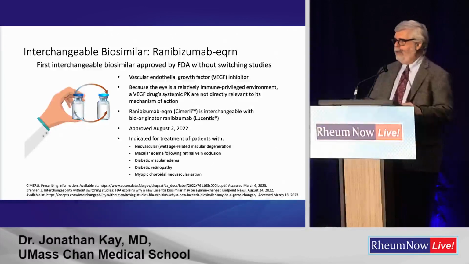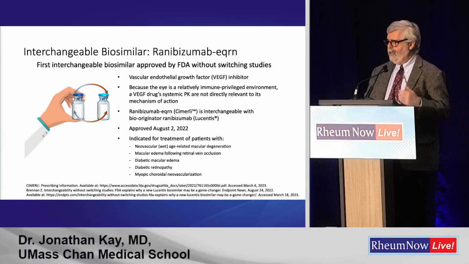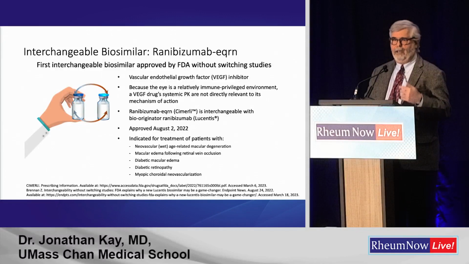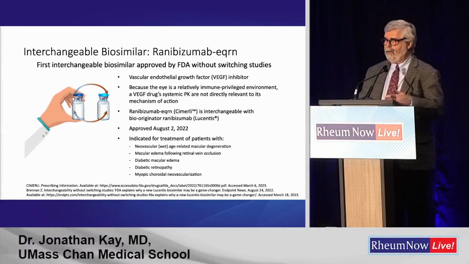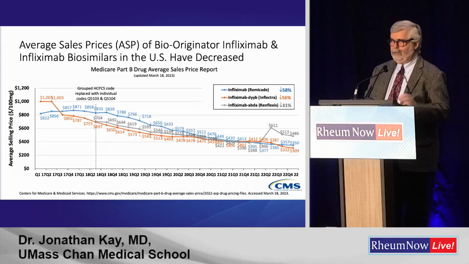Ranibizumab EQRN is the first interchangeable biosimilar that was approved by the FDA without switching studies. This is a vascular endothelial growth factor inhibitor, and because it's injected intraocularly, the manufacturer argued that the systemic pharmacokinetics would be irrelevant to what's going on in the eye, and hence it was approved both as a biosimilar and as an interchangeable biosimilar initially, without having to undergo a separate second stage approval process.